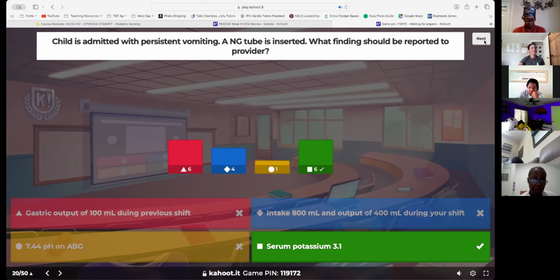If we have persistent vomiting, we always want to be aware of our potassium levels. We know that's one of the things that we lose through our emesis. So having a low potassium, we're going to want to probably replace that.